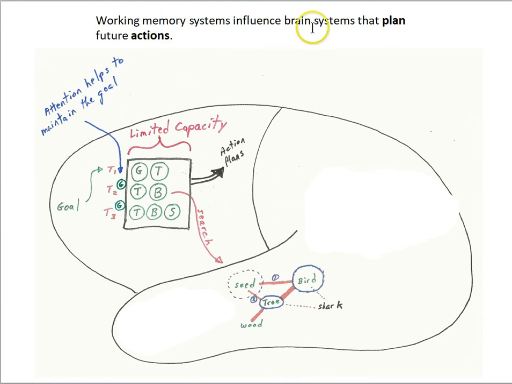Now, working memory systems influence brain systems that plan future actions. So remember, the whole point was to answer this question. So at some point, I'm going to be reporting the contents of my working memory. So the working memory system has access to the brain's planning systems, and including the speech systems as well.